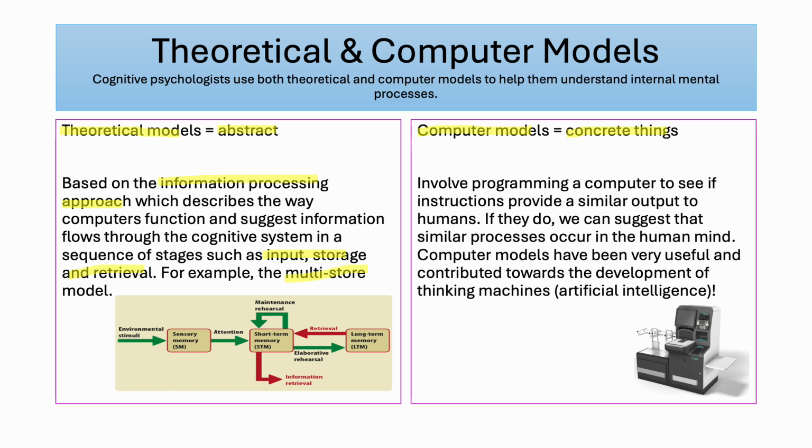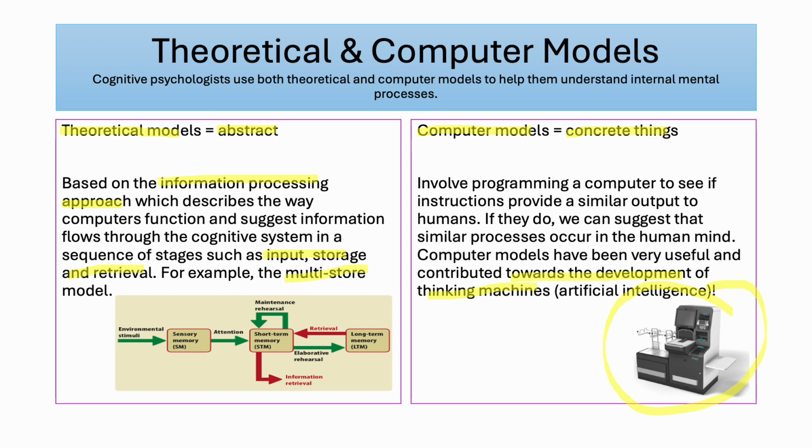So computer models have been very useful, as I've mentioned, because they've contributed towards the development of artificial intelligence, thinking machines, these self-scanning machines at supermarkets that basically do what a human does. But then the wider implication of that is that they do take jobs away from humans. So it's a double-edged sword there, in that the cognitive approach has been very useful with these computer models. It's helped with various different things. However, it can lead to that loss of human thought and human process, for example, in supermarkets.